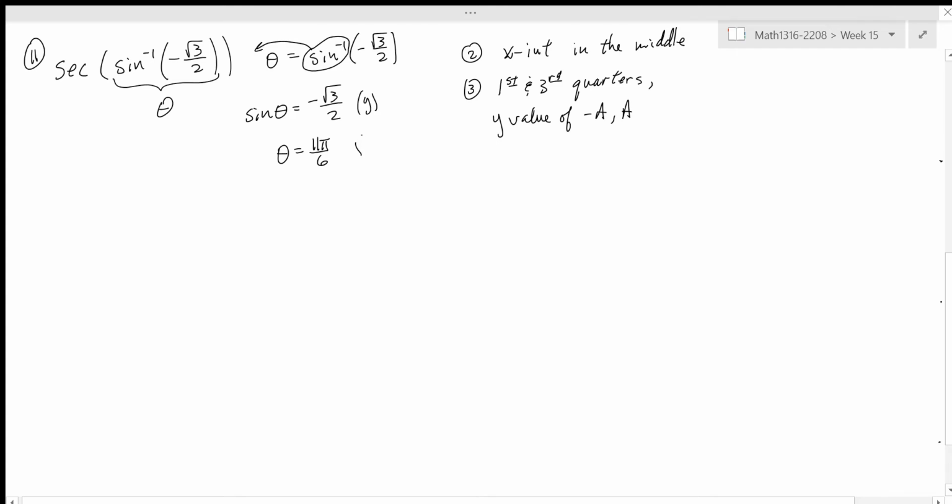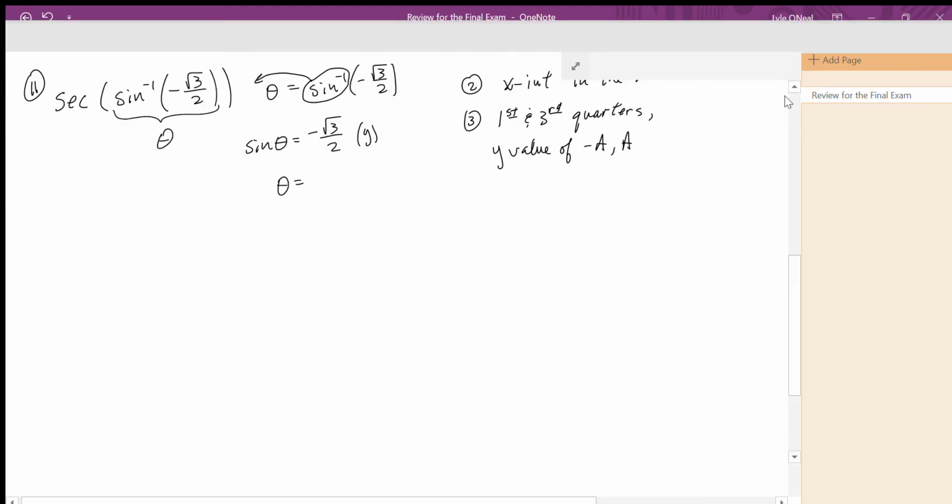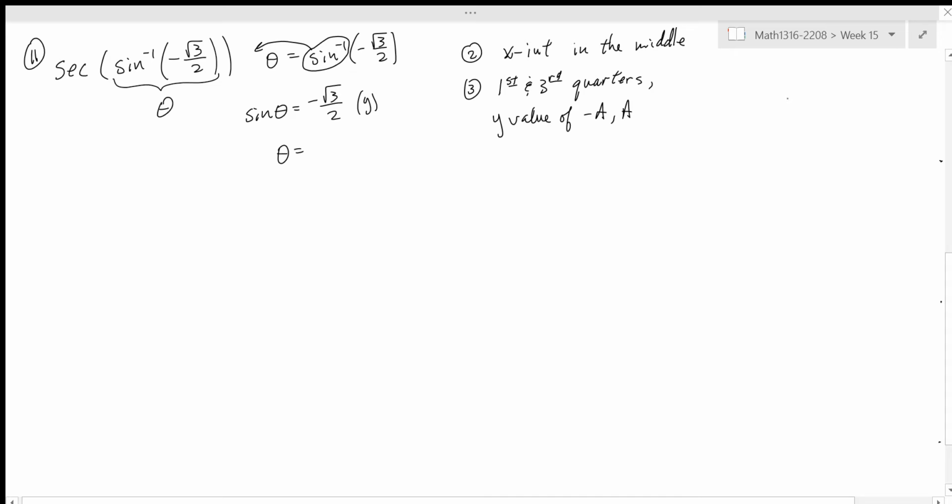I'm sorry, it's not 11 pi over 6? I so much wanted you to be right. I just wrote it down. Why can't it be in quadrant 3? Because we're doing inverse sine. Inverse sine, remember, is restricted from negative pi over 2 to pi over 2, which is quadrant 1 and 4.